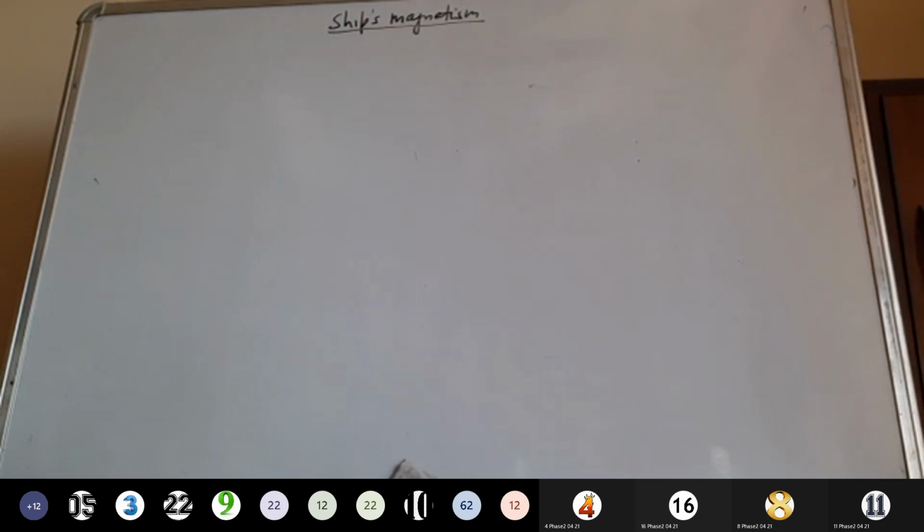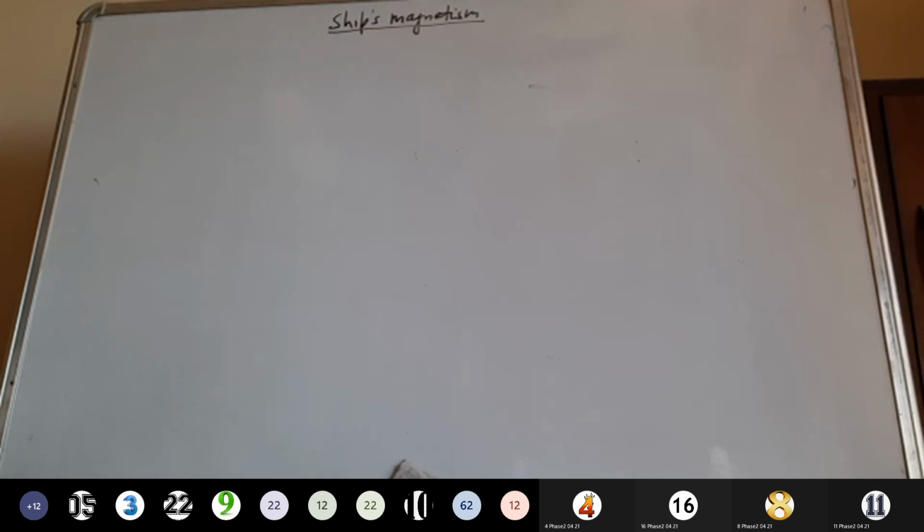If a ship is made of wood, then of course there will be no problem. Your magnetic compass needle will be pointing towards the magnetic north. But because we are working on a ship which is made of steel, and anything made of steel will have some induced magnetism in the structure, the magnetic compass needle is not pointing towards the magnetic north. It is pointing in some other direction that we call compass north. The angle by which it is deflected from the magnetic north, we call deviation.